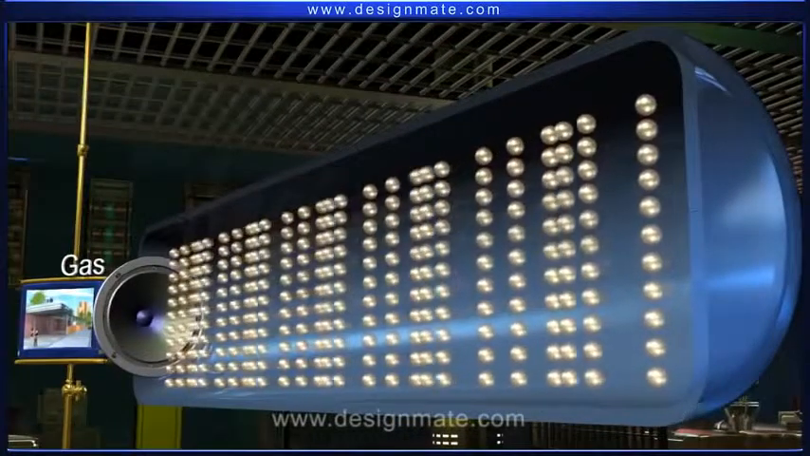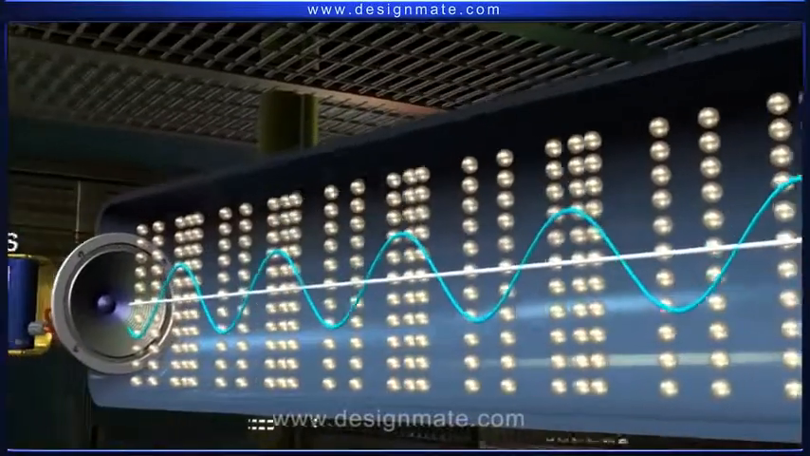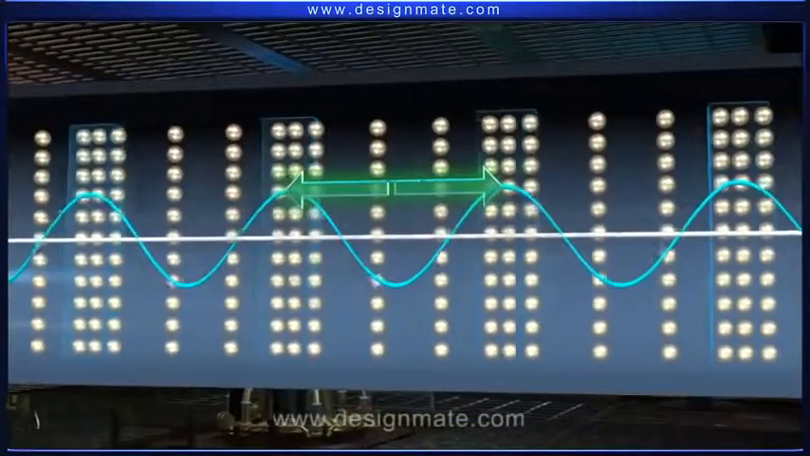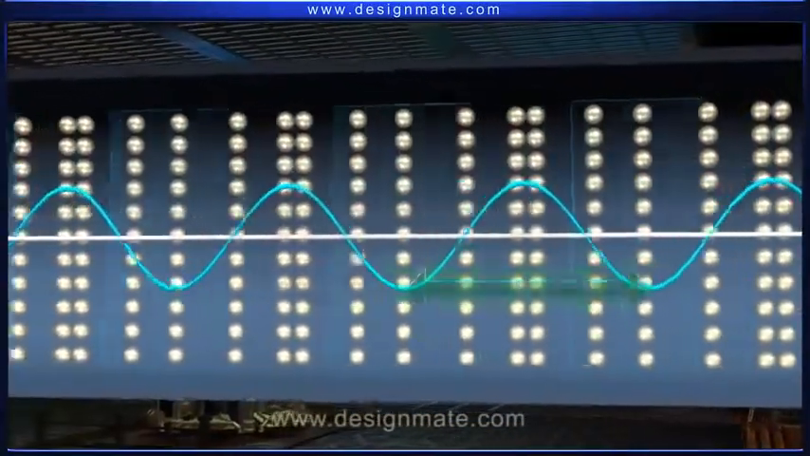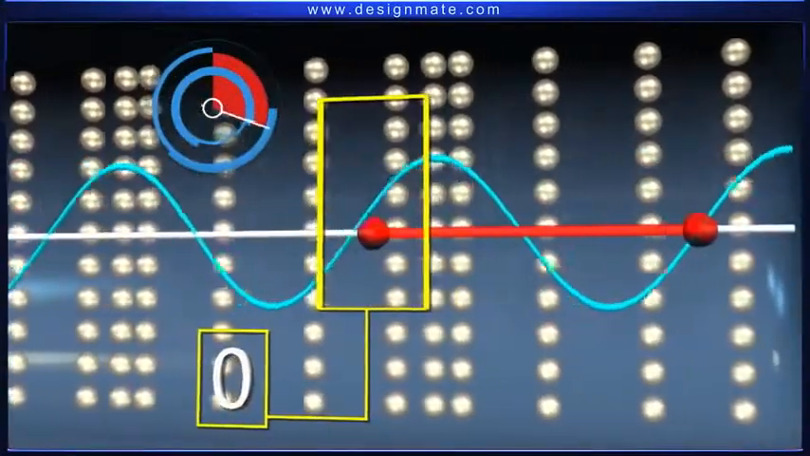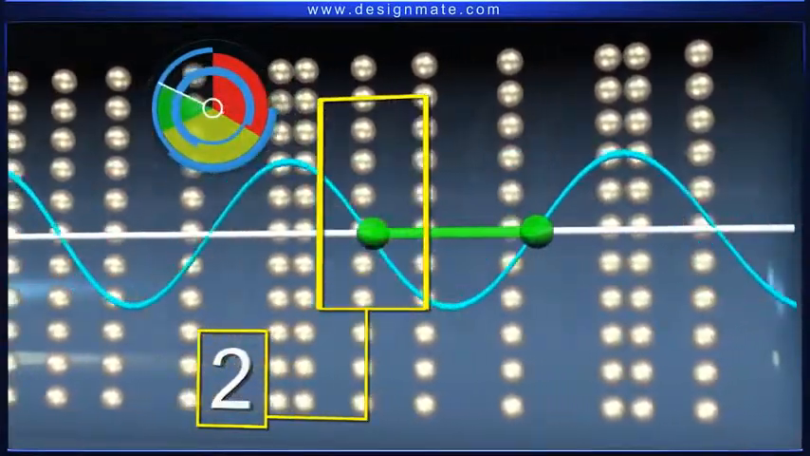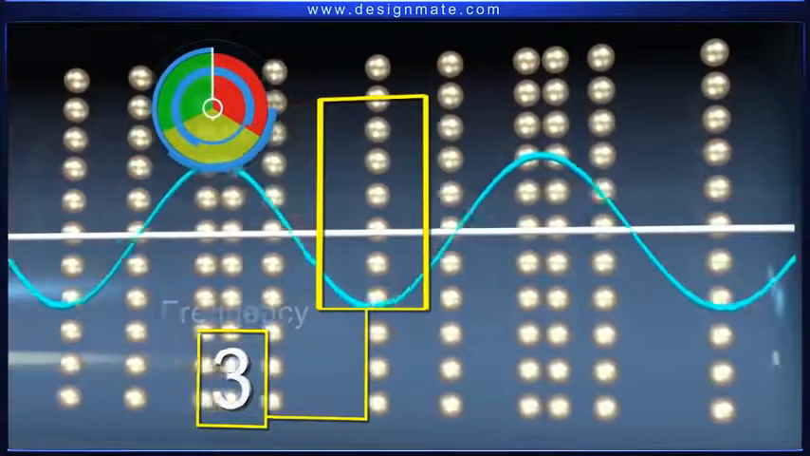The vibration of particles produces waves. Wavelength is the distance between two consecutive compressions or rarefactions. The number of waves passing through a point in a second is called frequency, and it is measured in hertz.